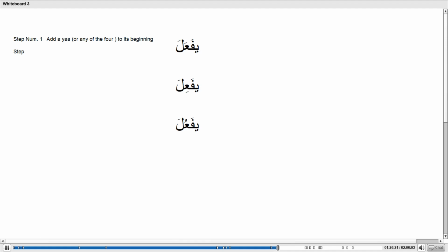This is what we did basically. We added a ya to the beginning of the madi. And this is the process, the steps to change it to a mudari. First of all, what do we do? Add a ya. Good? This is step number one, right? Step number two.